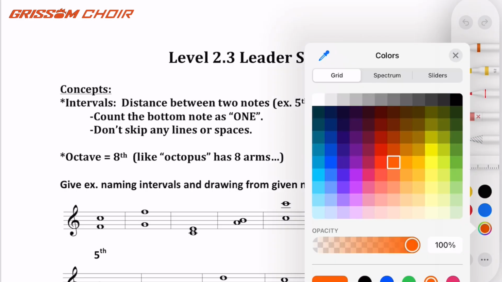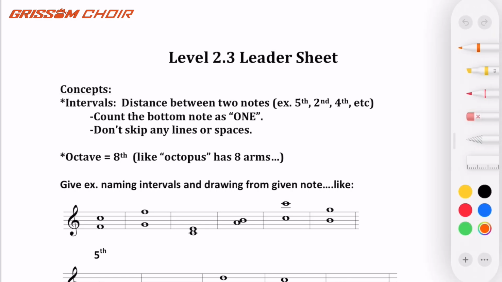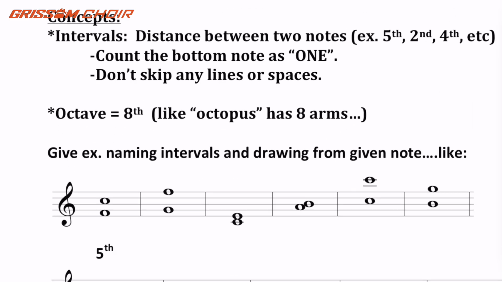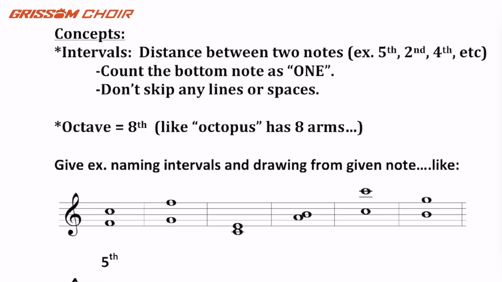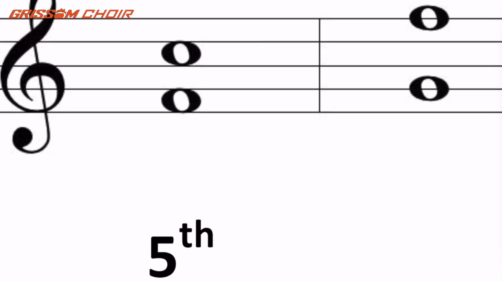So if I get my pencil drawn up right here, we can talk about these different intervals. Interval-wise, you always count the bottom note as one, and then you do not skip any lines and you do not skip any spaces when doing so. Let's look at the first example that's already given to us: naming the intervals and drawing the given notes. This would be called a fifth because we count this first note as one.